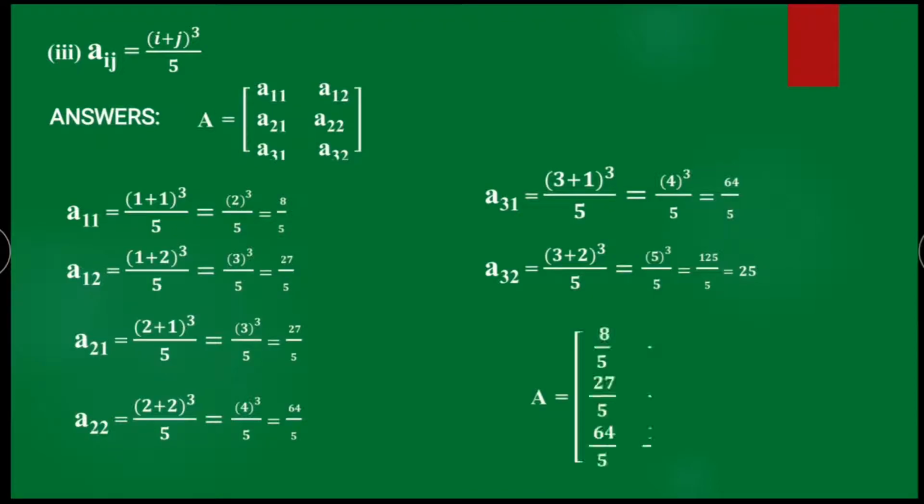For writing the value of each element, see, the matrix A has 8 by 5, 27 by 5, 27 by 5, 64 by 5, 64 by 5, 125 upon 5. You can take 1 by 5 common from each element.